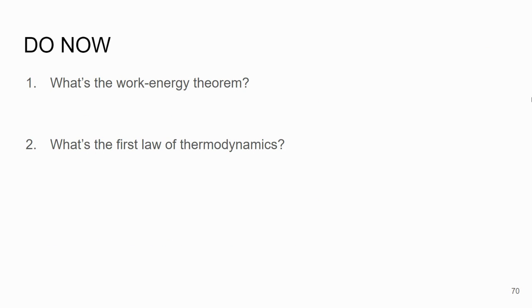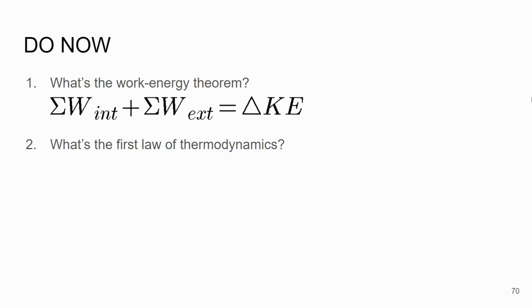So, the other do now questions, back to what we were talking about. What is the work energy theorem? It is sigma W internal, the sum of your internal work, plus sigma W external, the sum of your external work. So sigma means sum. Add up your internal and your external work, and that will give you delta KE, the change in kinetic energy.